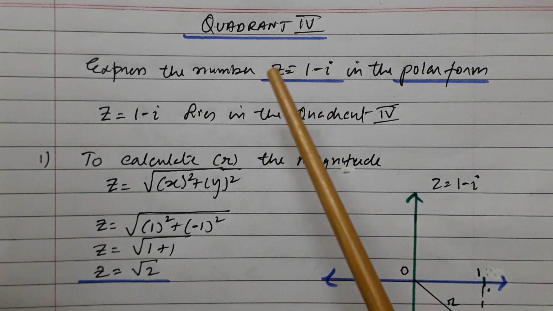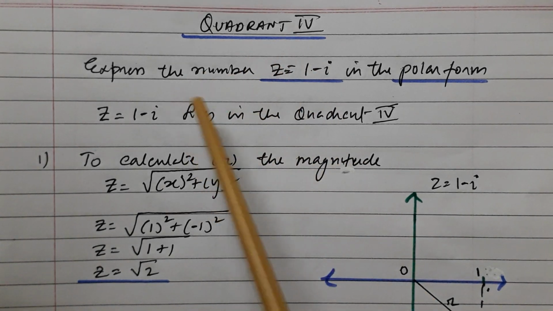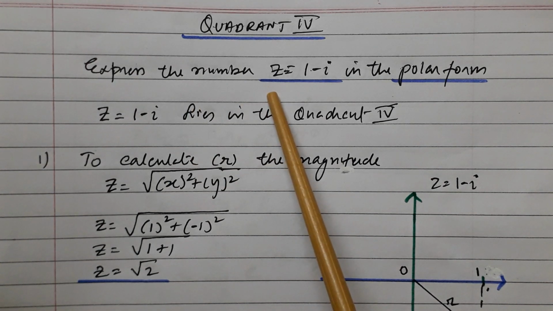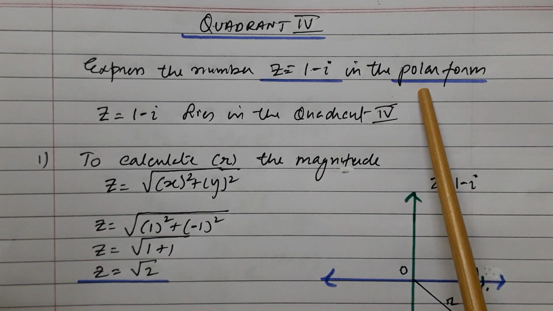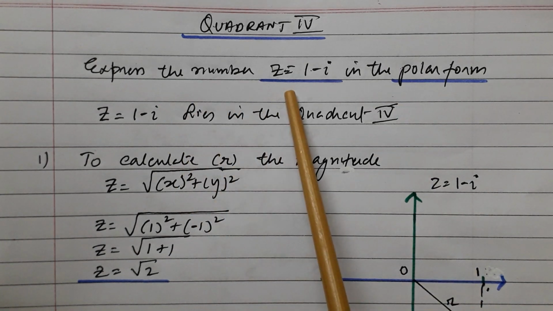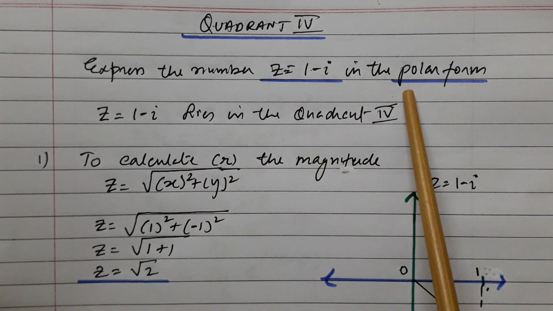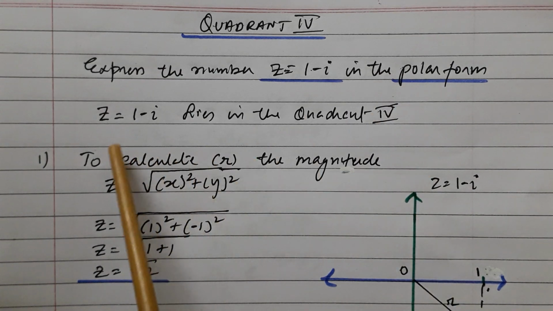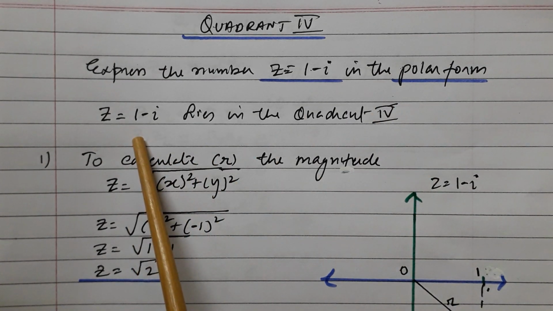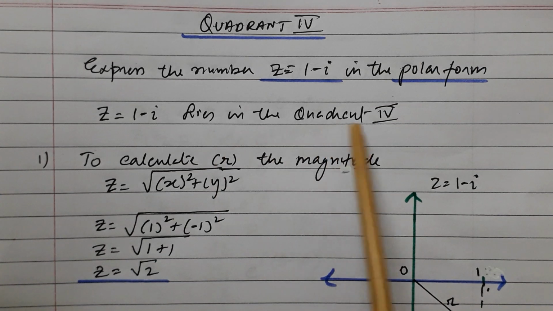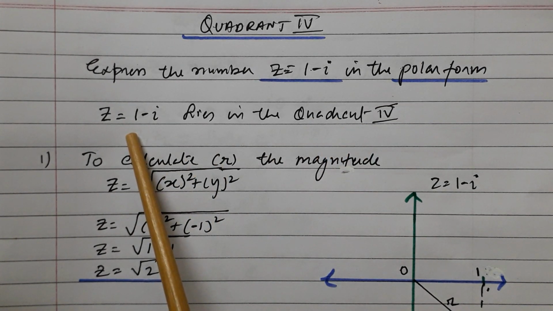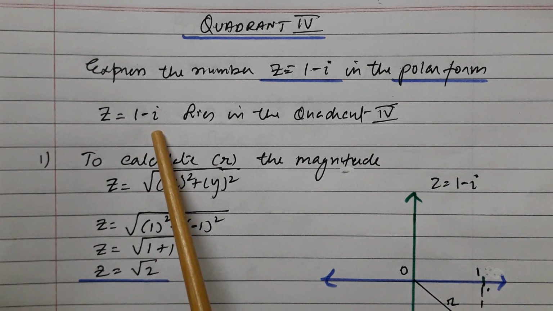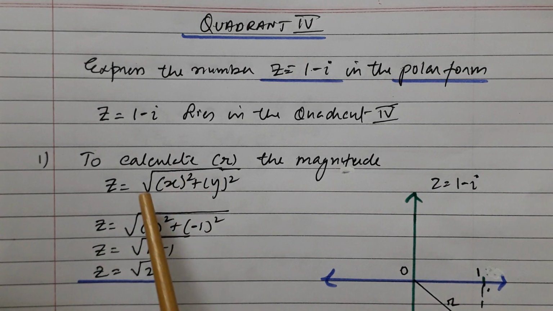In this video, we will learn about converting a number from the rectangular form to the polar form. Now express the number z equals 1 minus i in the polar form. The number z equals 1 minus i lies in the quadrant 4 because its real part, that is the x, is positive and the imaginary part y is negative. Hence it lies in the quadrant 4.